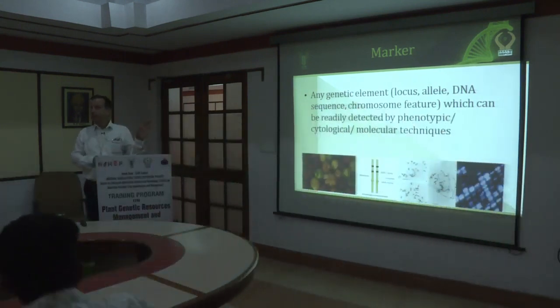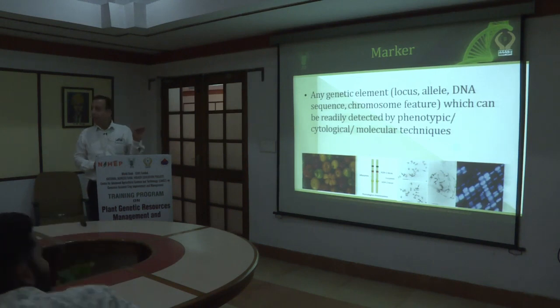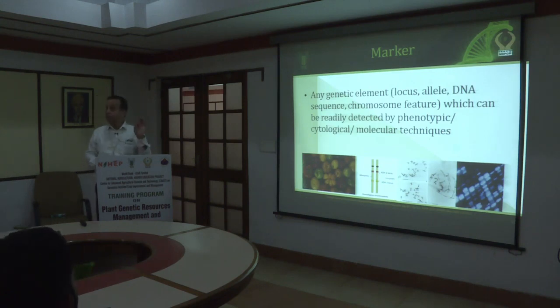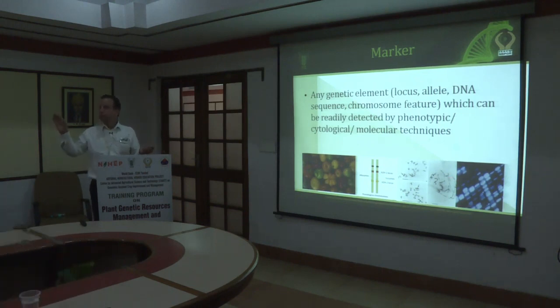Any genetic element. That genetic element can be a locus, allele, DNA sequence, DNA fragment, chromosome feature, which can be readily detected by phenotypic, cytological, molecular techniques. For example, in tomato you can see skin color, or maybe allozymes, proteins, or cytological features. For example, chromosomal knobs in case of maize. It can be anything. And the basic requirement is that a marker has to be genetically heritable. It should follow Mendelian inheritance. Otherwise, it's not a marker.